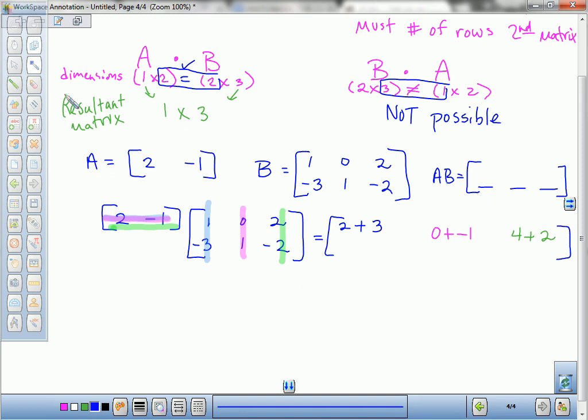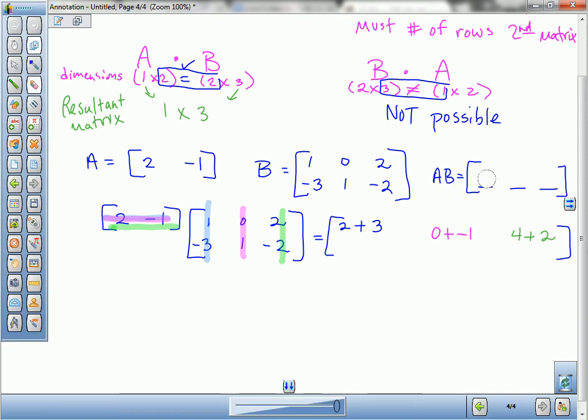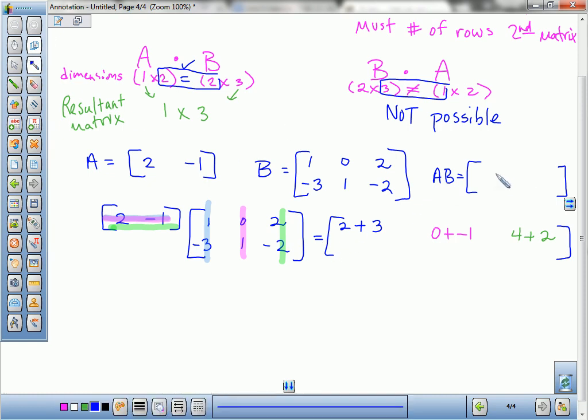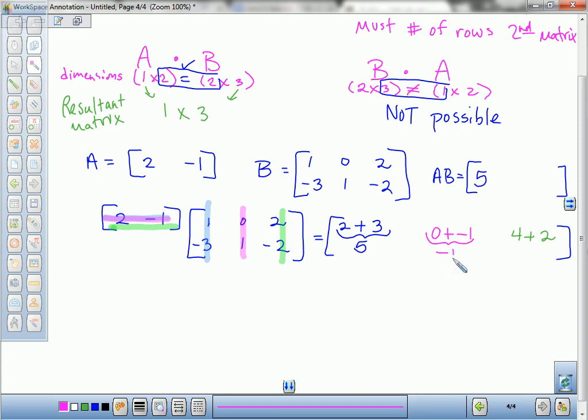So the resultant matrix is just one row with 3 columns. The first number is a 5, because this gives us 5. The second number is negative 1. And the third number is 6.